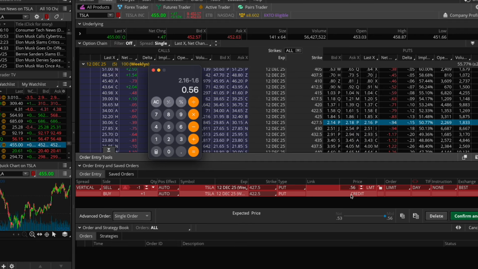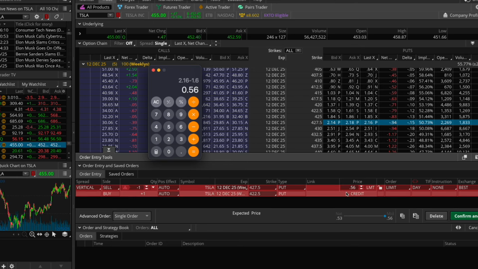Here's what that means, guys. Again, because each contract represents 100 shares, we're going to multiply this credit times 100. So $56 would get dropped into our account right when we make the trade. We are selling one 427.50 put and we're buying one underneath, and that's our protection, and that's what makes it a defined risk strategy. The most we can lose on this trade is $500, which is the difference between the two strike prices, and the most we can gain on the trade is $56.